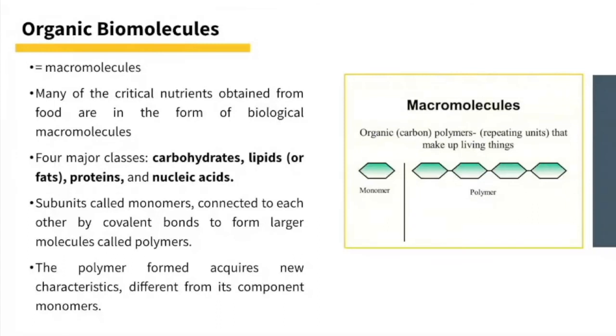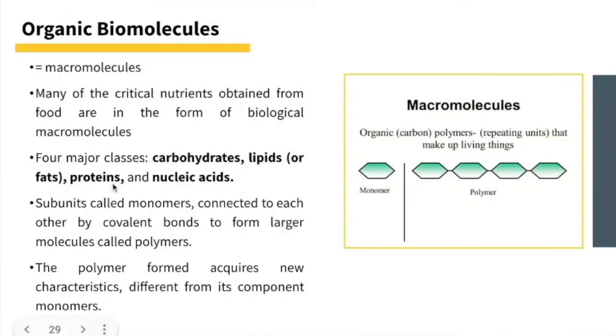Okay. So there are 4 major classes of macromolecules, which are carbohydrates, lipids or fats, proteins, and nucleic acids. Okay, so what are macromolecules made of? It is made up of subunits. We call them monomers, where 2 or more monomers are connected to each other by covalent bonds to form polymers. So many monomers are connected to each other by covalent bonds to form a polymer.